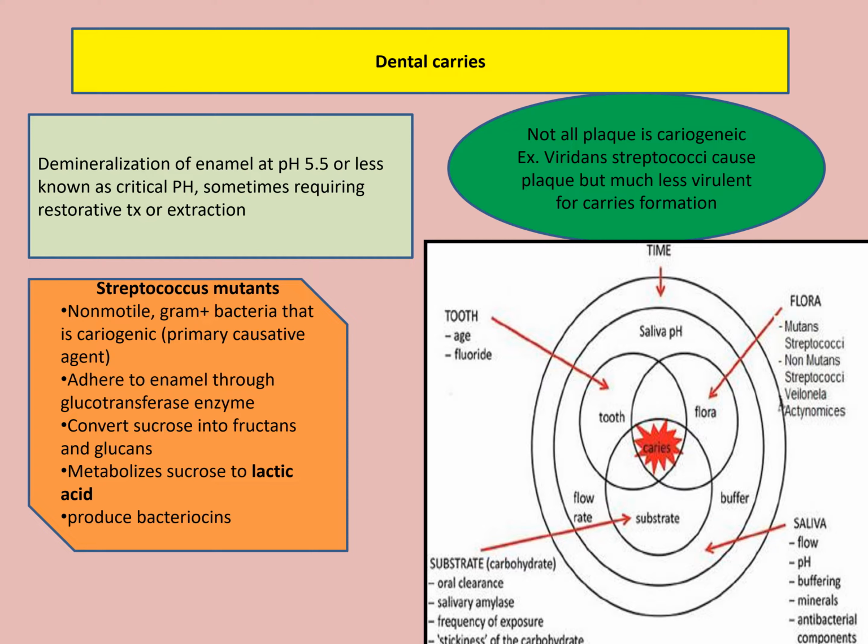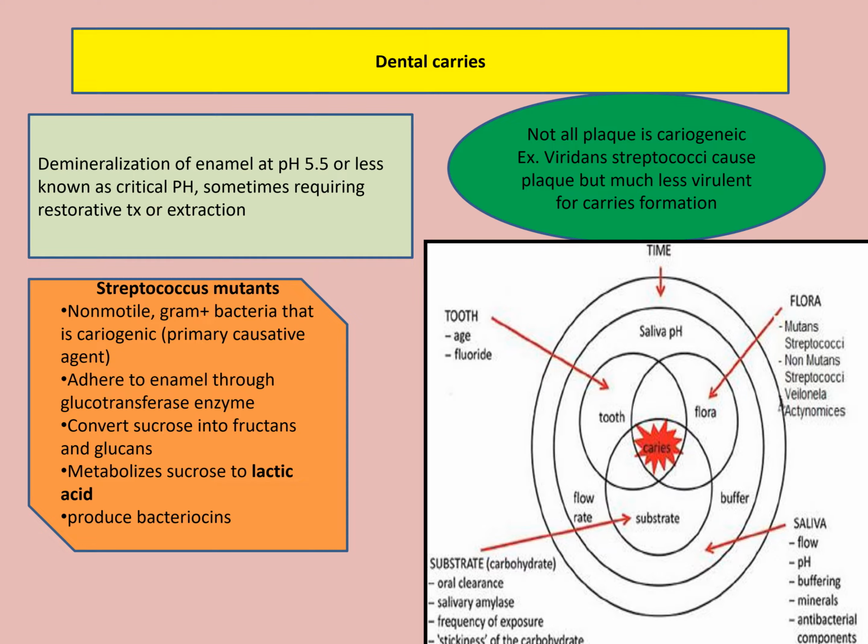Now, as a byproduct of this reaction, lactic acid is produced that is going to reduce your salivary pH, and once the pH hits 5.5, below that is called the critical pH. That's when the demineralization of the enamel is going to start and you're going to have the caries.